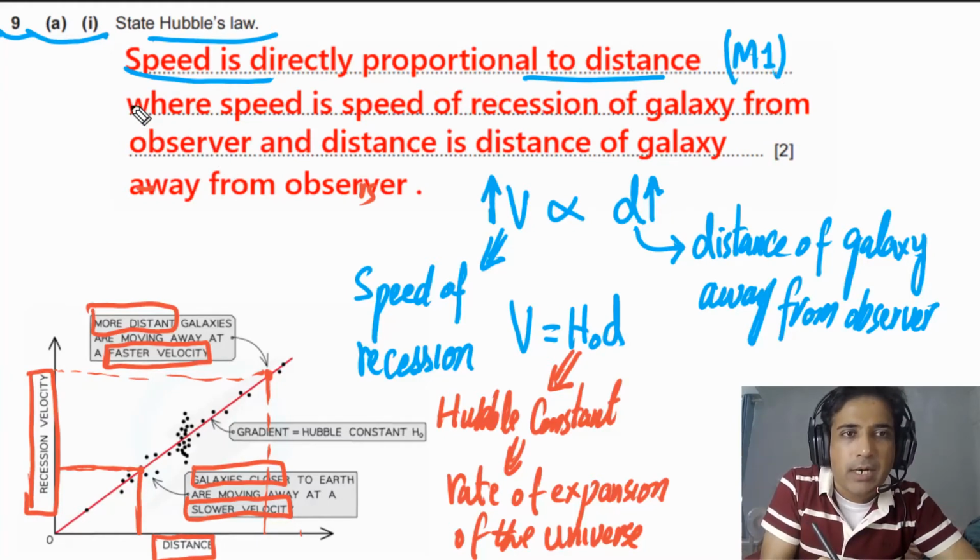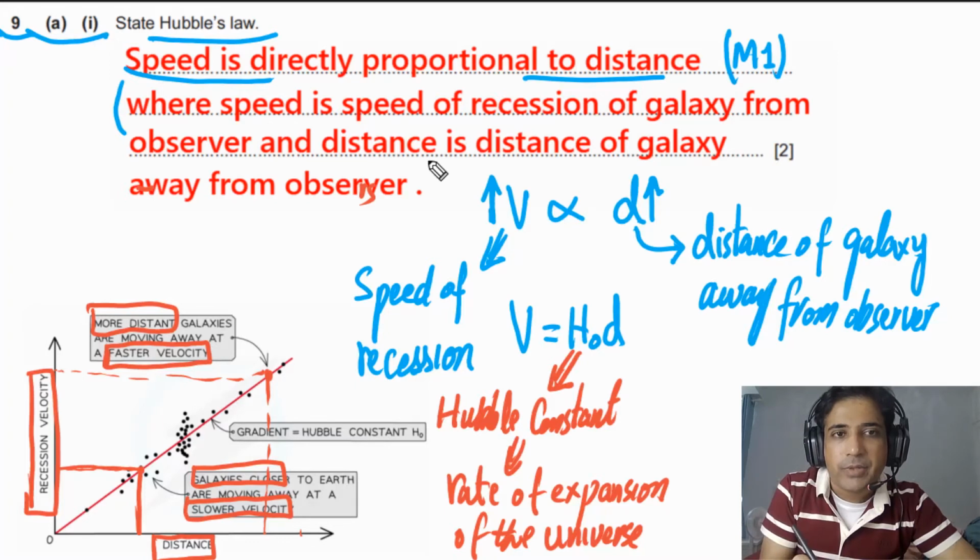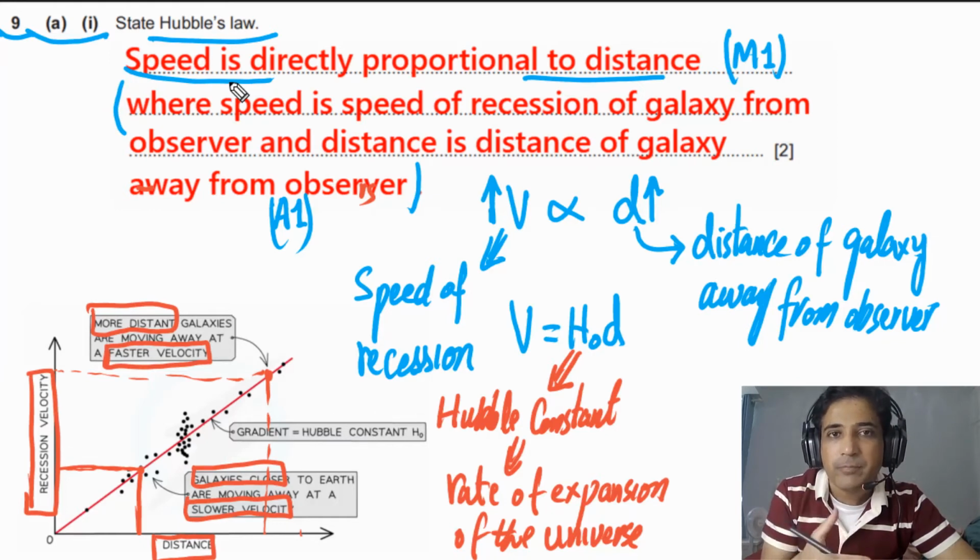And the second mark is an answer mark. If you have stated what the speed is and what the distance is, you will get the second mark, which is an A mark. So you have to mention speed is directly proportional to distance to get the M mark, and then if you have explained what speed and distance are, you will get the A mark.